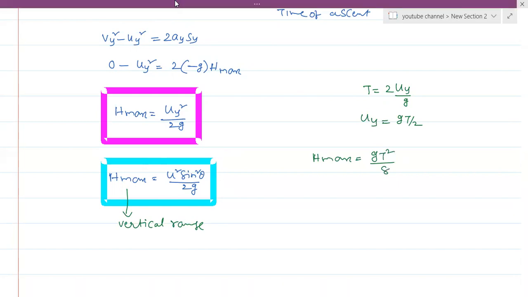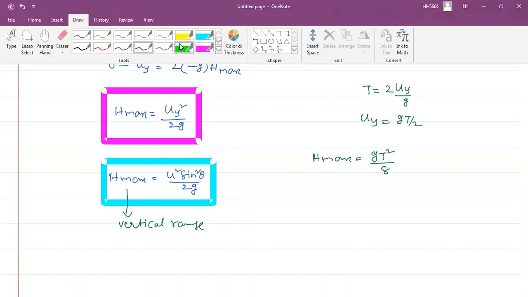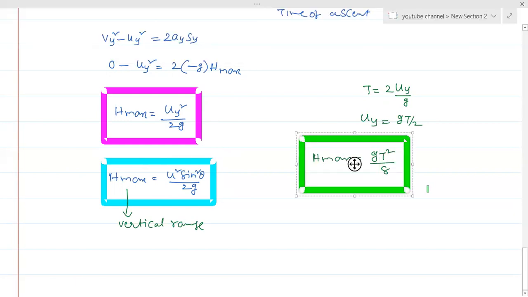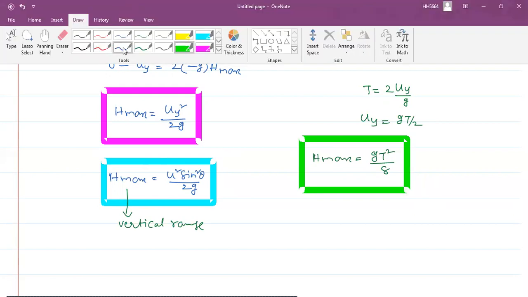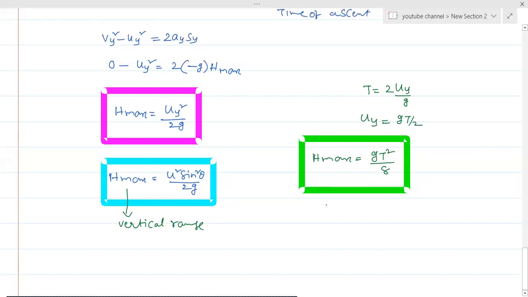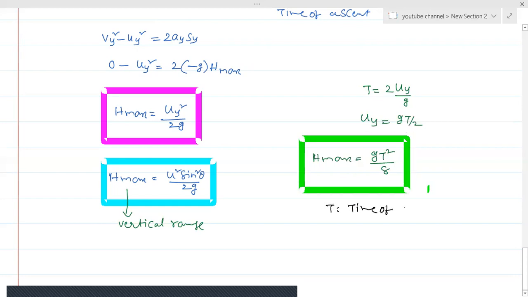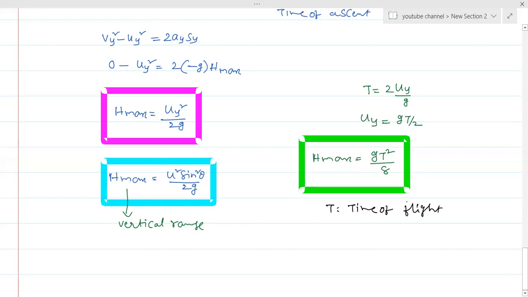So this is a very famous formula we will often use, which relates the time of flight and the maximum height. Here I am taking capital T as the time of flight, and H maximum is equivalent to gT square by 8.